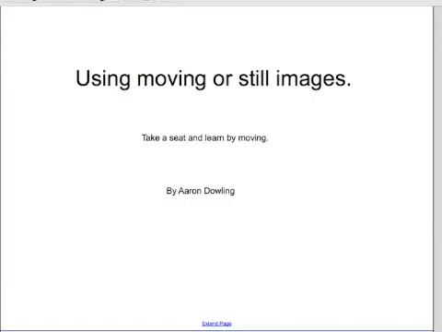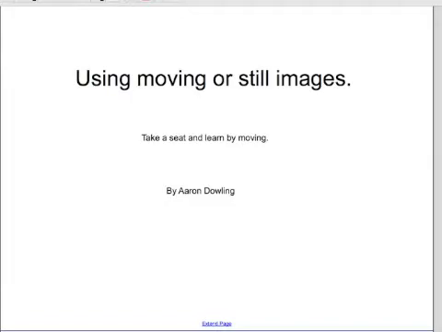Now, part of our wiki is about animation and moving pictures in order to help in education. I'm going to make this video to demonstrate the differences between still images and moving images and why sometimes one will work better than the other depending upon what you're teaching.